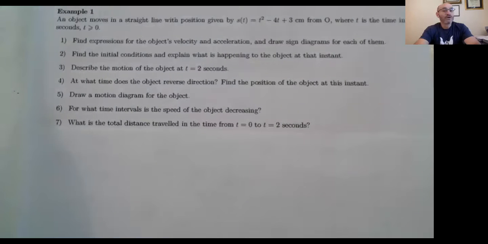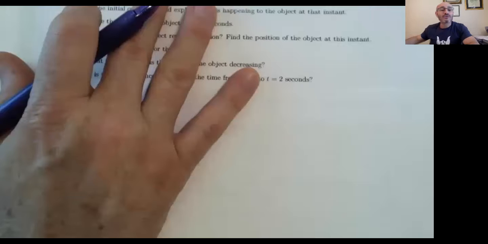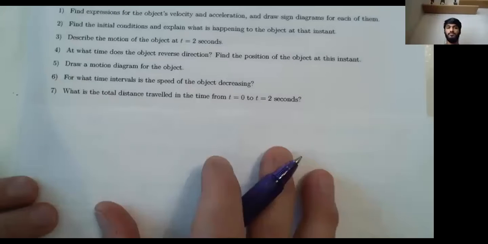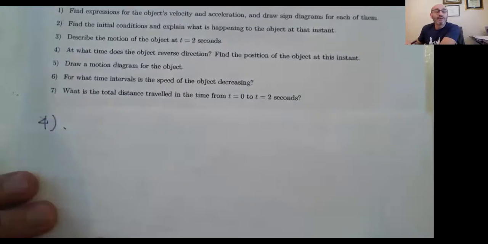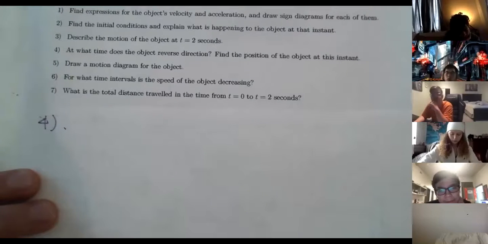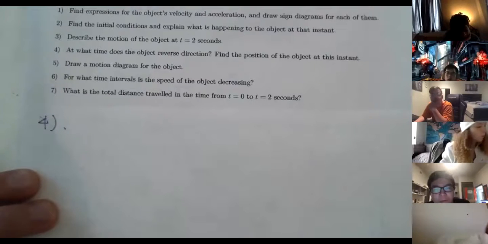All right. Okay, so let's do these problems then, right? I asked you to work problems 4 through 7. So let's do this. Number 4, all right? It says, at what time does the object reverse direction? Find the position of the object at this instant. What do you do for number 4? How do you do it?